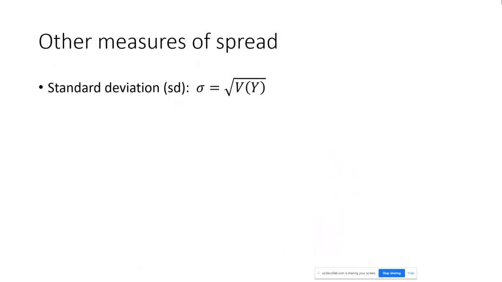Two other measures of the spread or variability of a distribution to be aware of are the standard deviation, often abbreviated SD, which is just the square root of the variance. And it's often given the symbol sigma. So the square root of sigma squared is sigma. Makes sense.